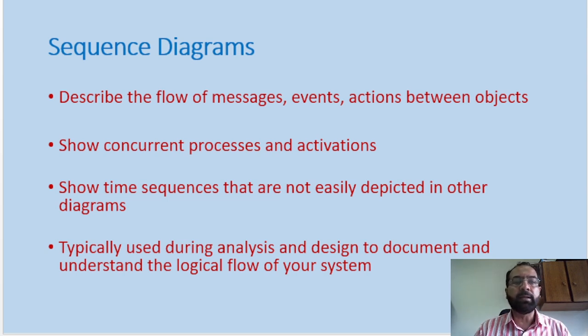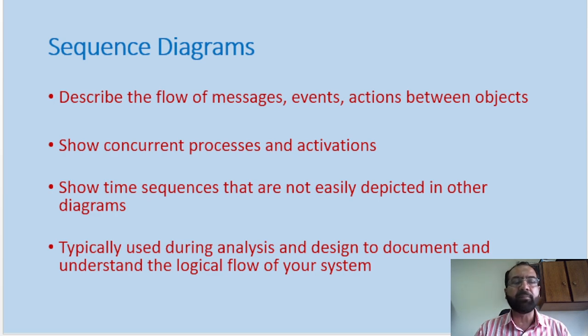Number two, show concurrent processes and activations. Sequence diagrams are also used to determine concurrent or parallel processing among those objects. It means that an object may call one object and at the same time call another object, or instantiate objects at the same time, or transfer control to other objects. So we might have concurrent processes and activations. Number three, show time sequences that are not easily depicted in other diagrams.